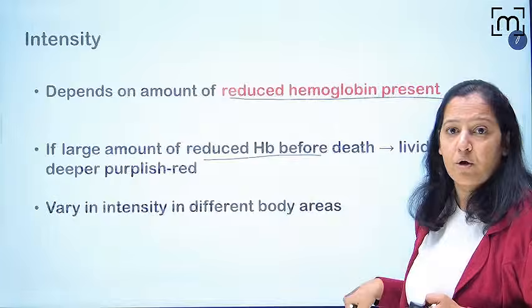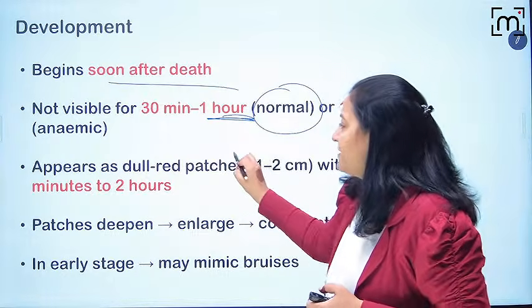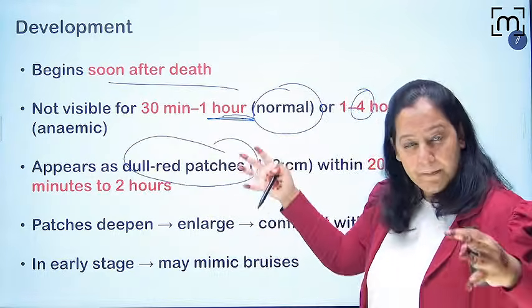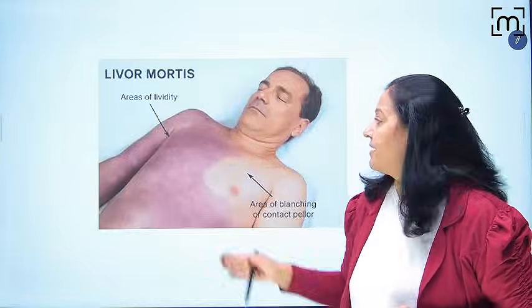Normally, up to 1 hour, it is not visible. After 1 hour, it starts appearing. After 1 hour, it appears as dull red patches. Then the patches coalesce with each other and form big areas. So this is the development.